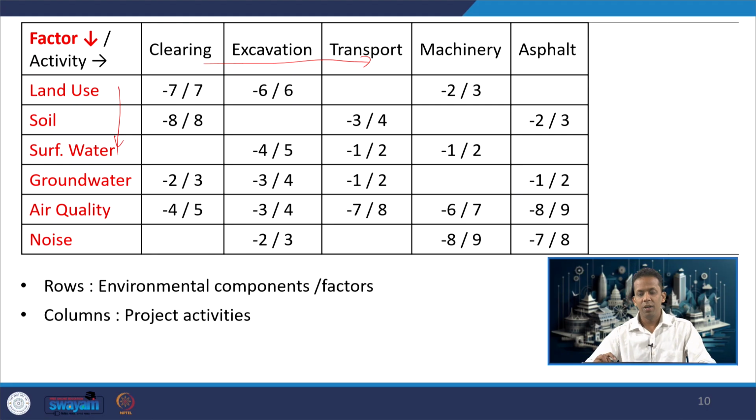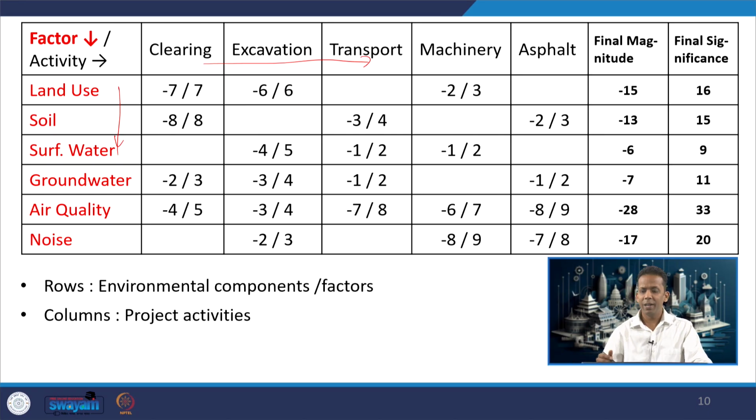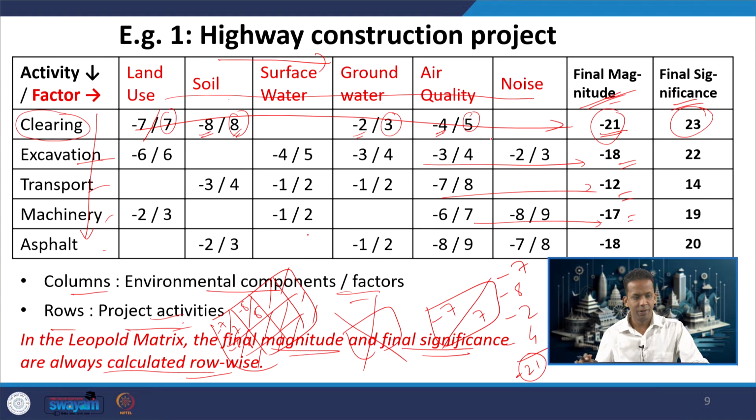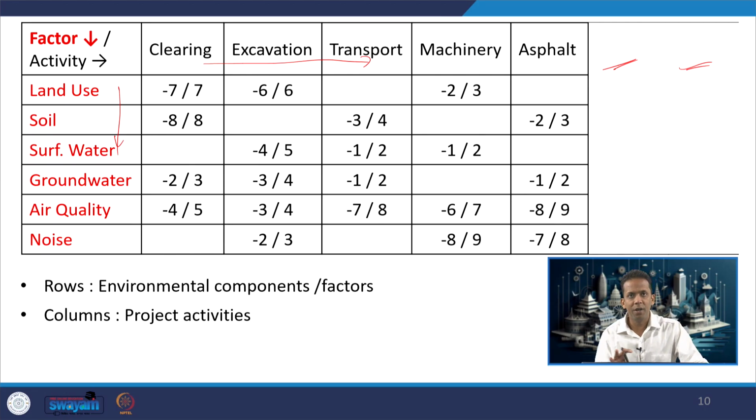slide. Now, here the difference comes in the final magnitude and significance, because in a Leopold matrix the final magnitude and final significance are always calculated row wise, no matter what the rows are representing, what the columns are representing. The final magnitude and final significance will always be calculated row wise and not column wise. That is how the Leopold matrix is formulated.